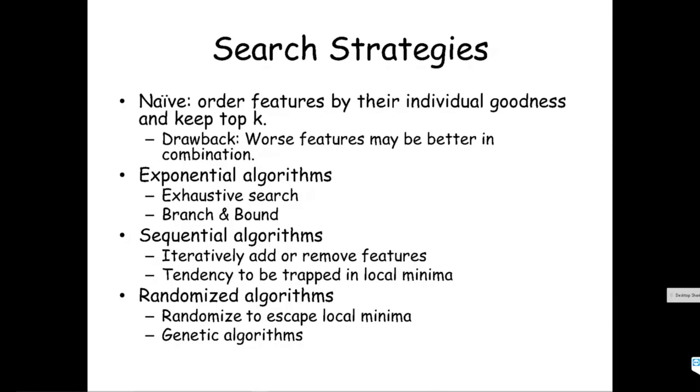The randomized algorithms are the preferred algorithms if you have the time to run them. And genetic algorithms is sort of a state-of-the-art randomized algorithm that you can employ for feature selection.